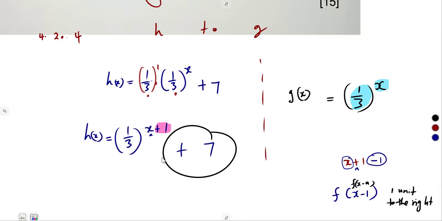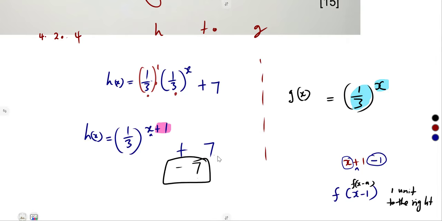What about the positive 7? It's no longer there. There is no 7 there. So what happened? We had to subtract the 7. 7 minus 7, that's a 0. To subtract, it means we are going down. We are affecting vertically the values of y. F of x minus a, our a is 7. We are going 7 units down.